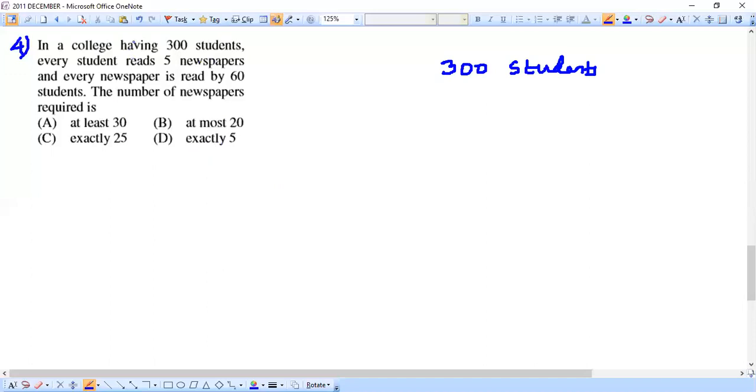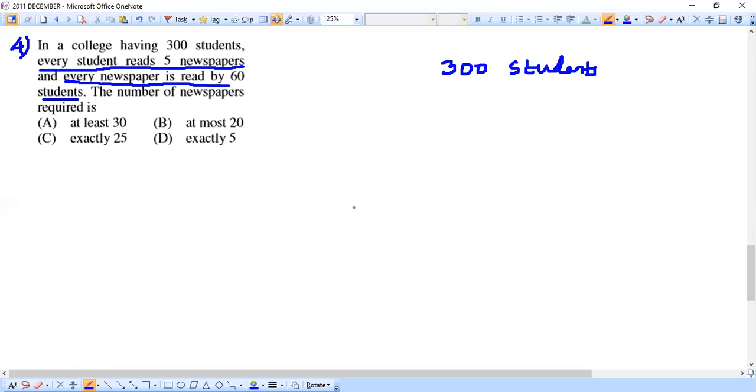It is given that every student reads 5 newspapers, and every newspaper is read by 60 students. These kinds of statements immediately start to confuse the students. But hold on, let's not put much pressure on ourselves. Let's try to understand the meaning very easily. So there are 300 students in a college, and there are some newspapers. The rule is every student reads 5 newspapers. This is the condition.